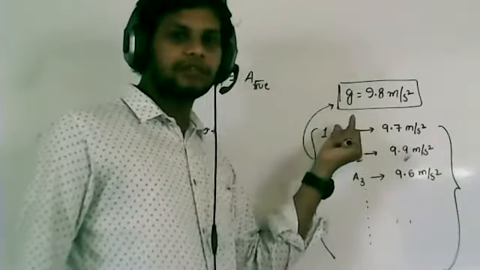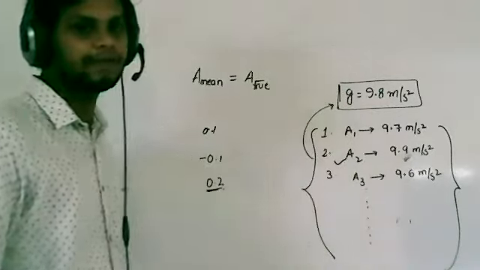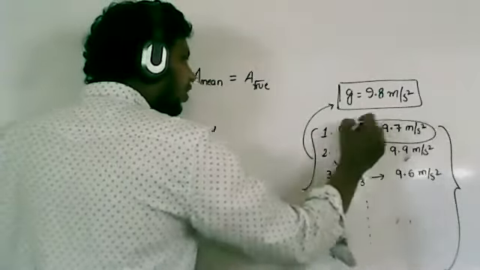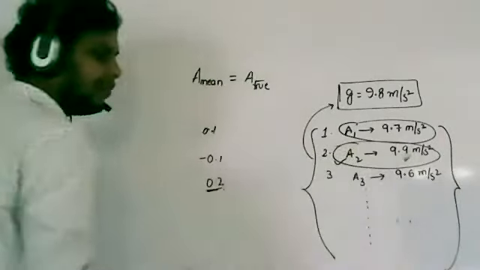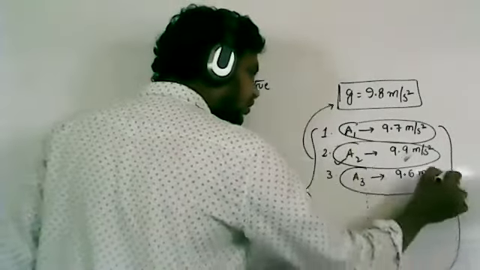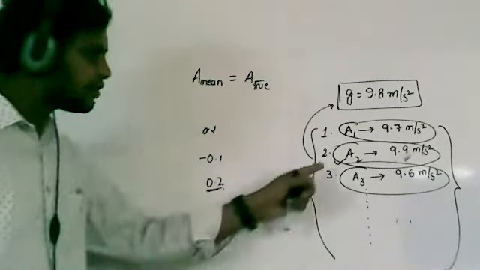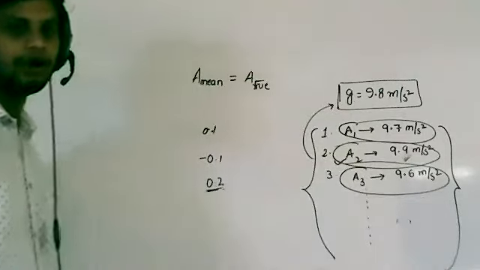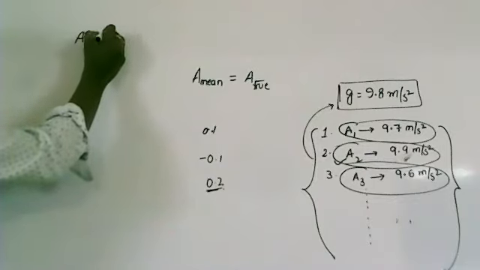For example, take the difference between the first reading and the true value or mean value. Take the difference between the second value and the mean value, and between the third value and the mean value. That error, the difference between the individual reading and the mean value or true value, is called the absolute error.